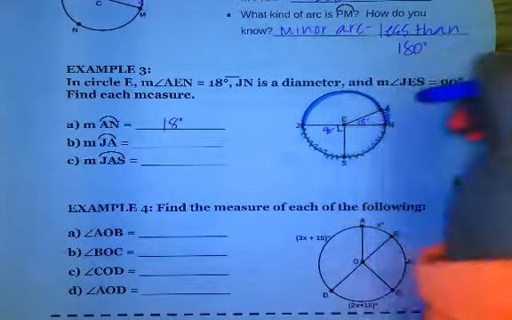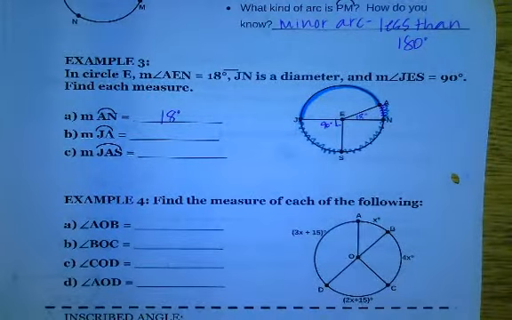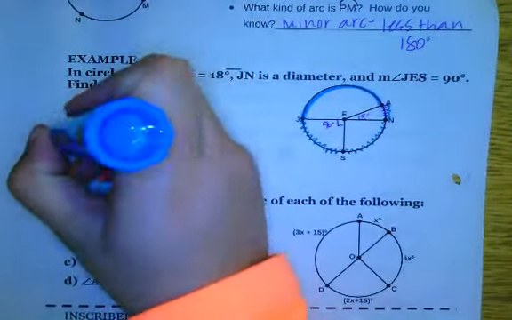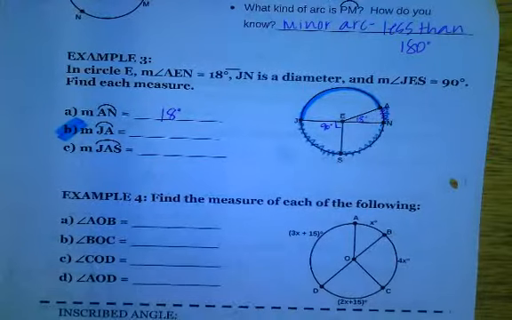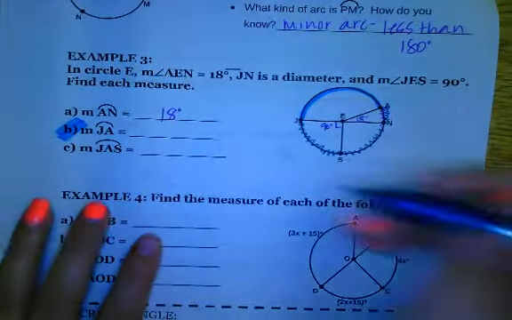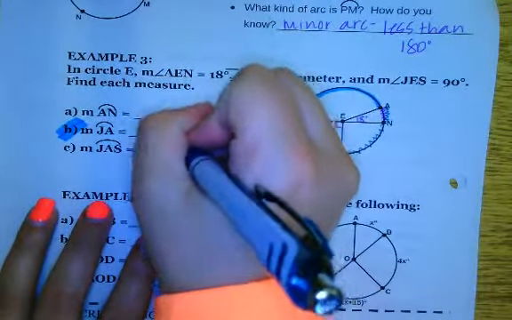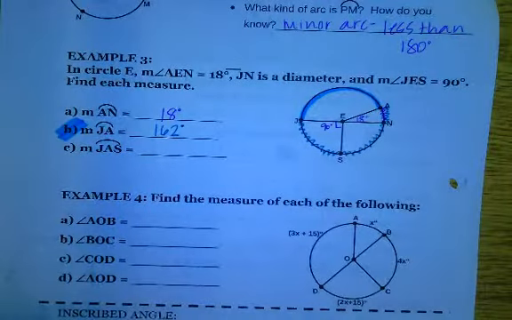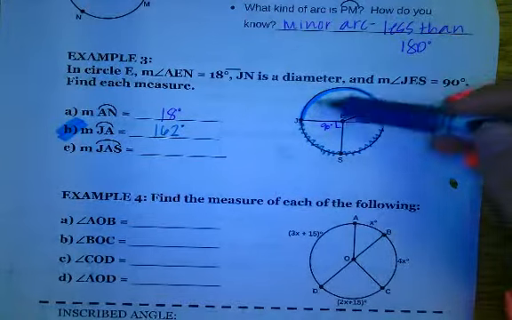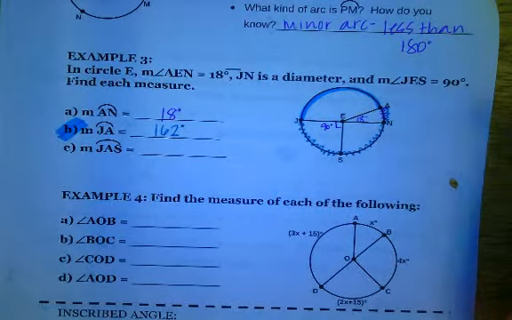The blue highlighter is what we're talking about. And it would be what? 162. Why is it 162 degrees? 180, because the diameter is cutting the circle. Very good. Subtract 18 from 180 because JAN creates a semicircle.